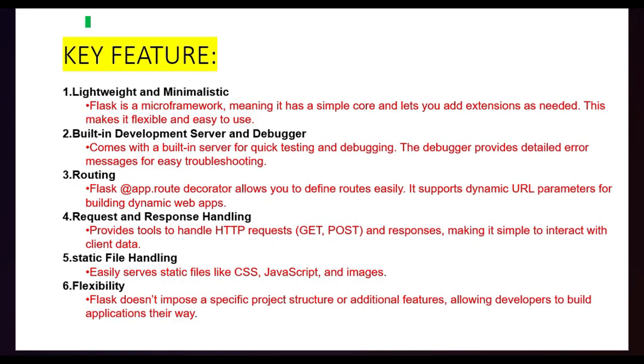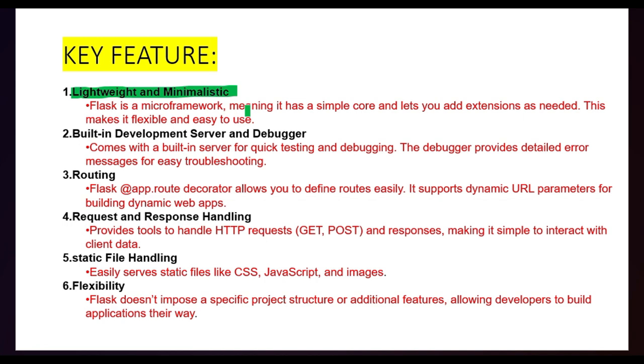Now let's look at the key features of Flask. The first one is lightweight and minimalistic. Flask is a micro framework, meaning that it has a simple core and lets you add extensions as needed. This makes it flexible and easy to use. It has a small core with only essential features, and that is what lightweight means in Flask.